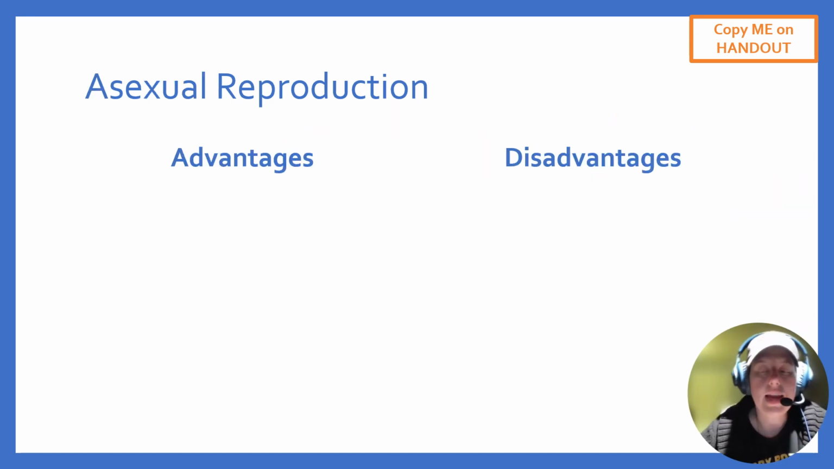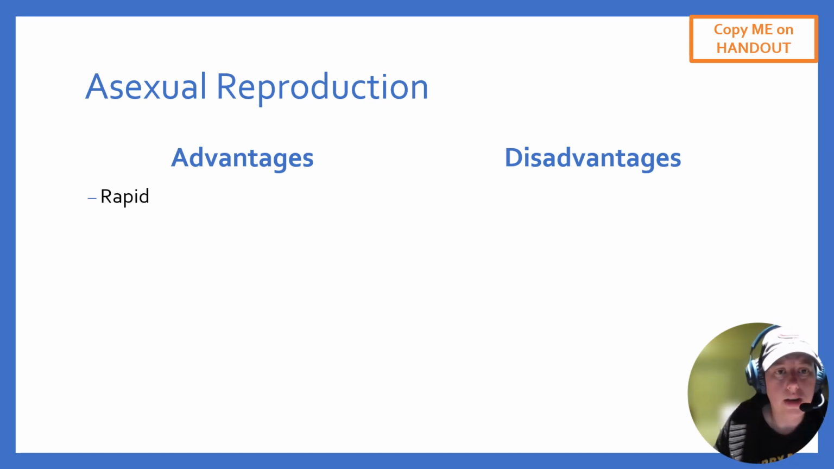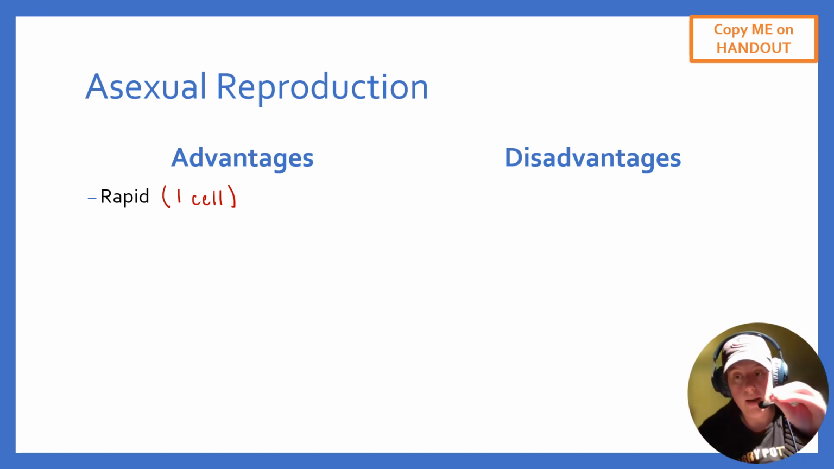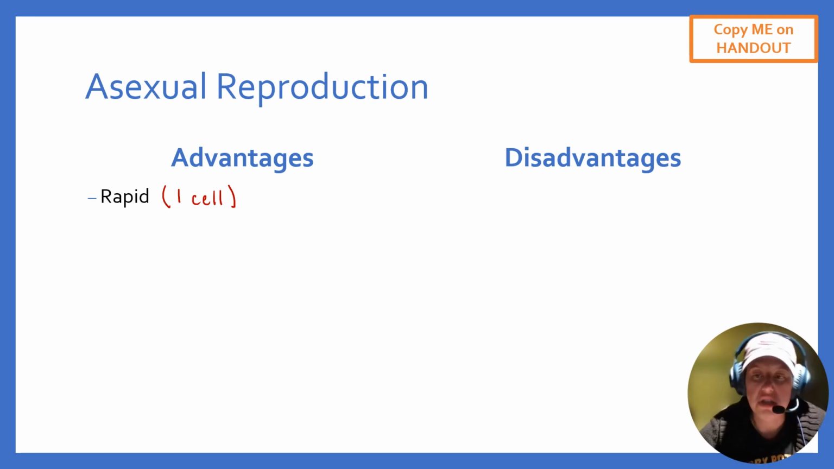Okay, so if we're looking at advantages for asexual reproduction, one, it's quite quick. Why is it quite quick? Because more often than not, the organism is just one cell. So it's just copying one cell. So you can have a parent producing an offspring in anywhere between 10 to 20 minutes. That is drastically quicker than what it takes for human offspring to be produced, which is 9 months. So much quicker.